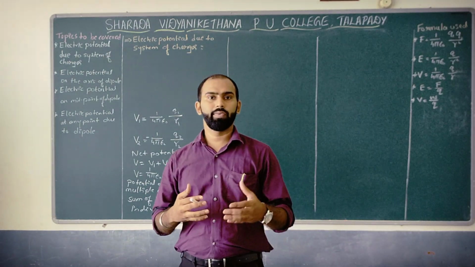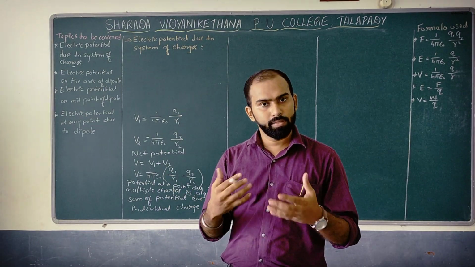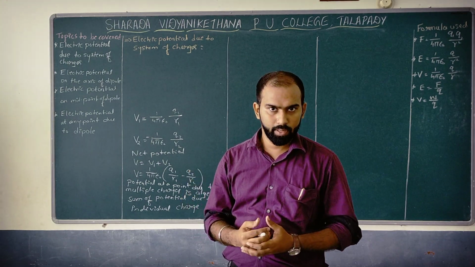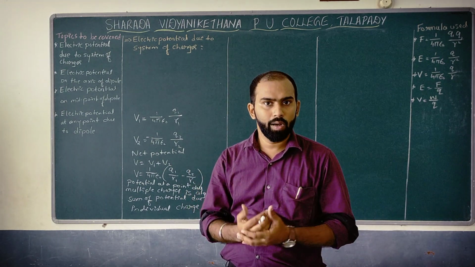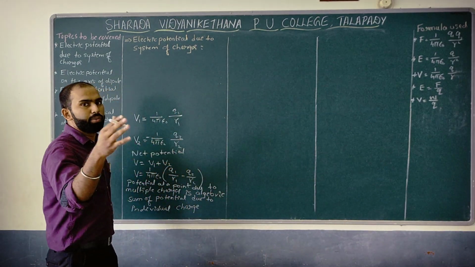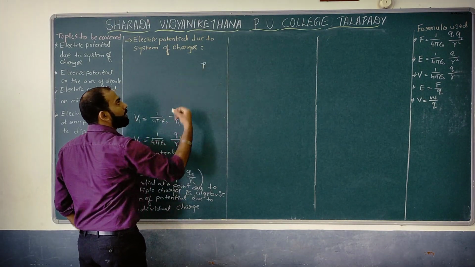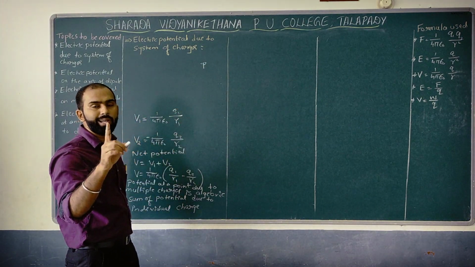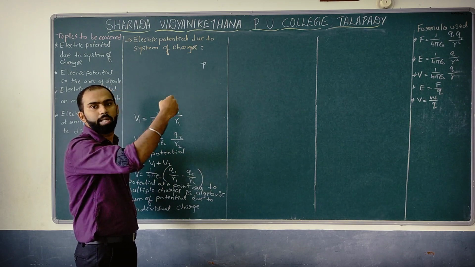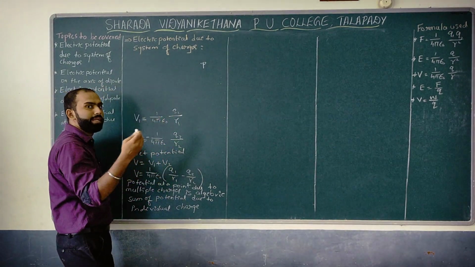What is the meaning of charges in a system? In a system it could be n number of charges, any multiple of charges. So let us consider one point, let us say P, where you are supposed to calculate the electric potential due to multiple charges, or a system of charges. So for that we need charges.